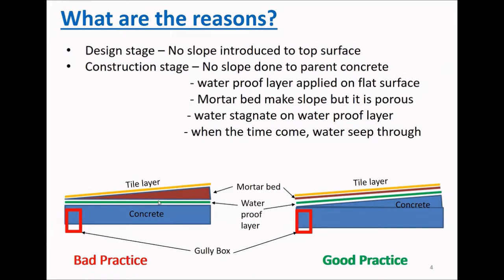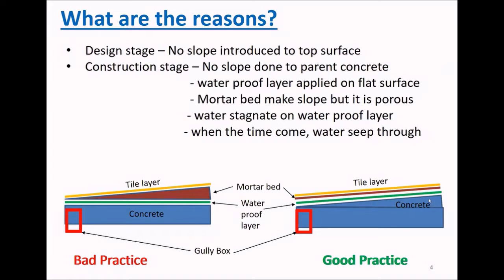So what will happen? The water comes to this waterproof layer and stagnates somewhere there. When the time comes, time means the waterproof layer, we know that there's some expiry date also, right? Normally they are giving a 10 years warranty. But to my experience, before that, this quality will be changed, the properties will be changed, and the stagnant water starts to seep through this concrete, right? So this is actually the bad practice.